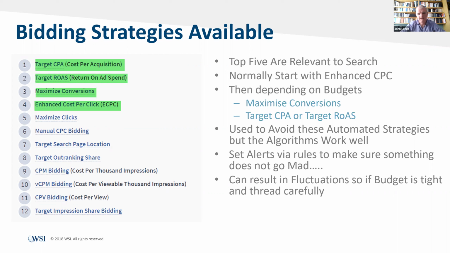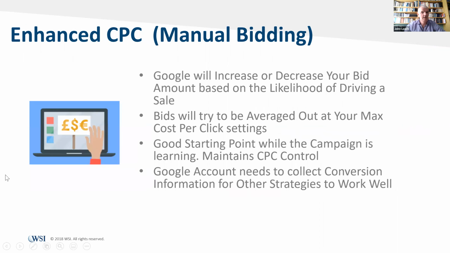So the reason we don't go all out on smart bidding in the early stage of the campaigns is that it can result in a lot of fluctuations as the Google algorithm tries to make sense of your website and what works for you. So if your budget is tight, you need to tread a little bit carefully, and just go about it in an organized way to get there.